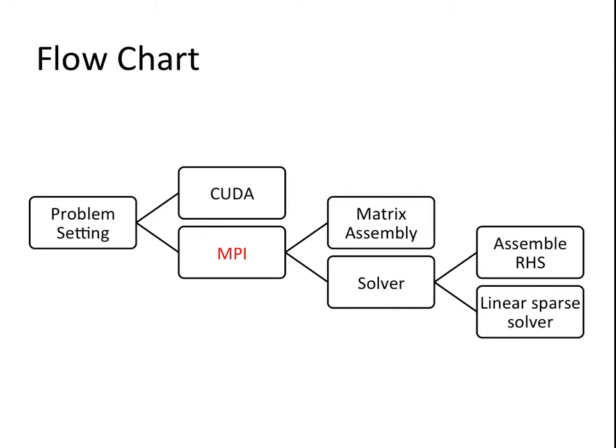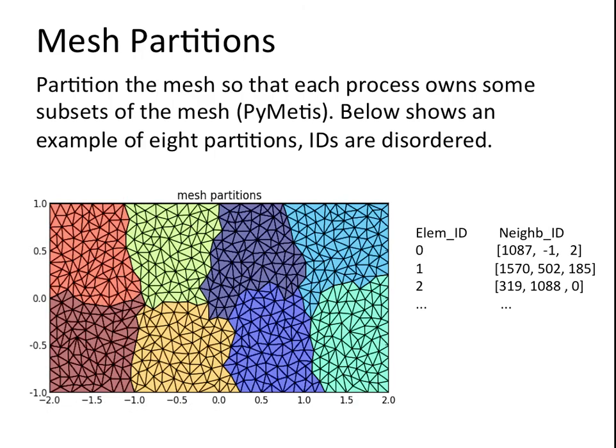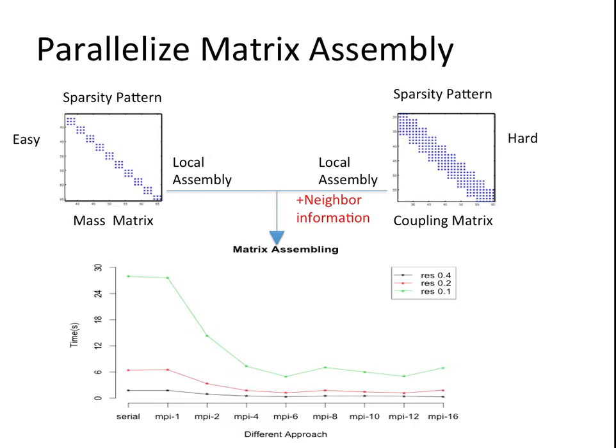Then we turned to MPI. First, we partition the mesh so that each process owns a subset of the matrix to enable local assembly. It's easy to assemble diagonal matrices, but it's much harder to assemble non-diagonal matrices because they need information from their neighbors. We compare the time for serial and different numbers of processes with different mesh resolutions. When we increase the mesh resolution to 0.1, using 6 processes achieves 5 times speedup.